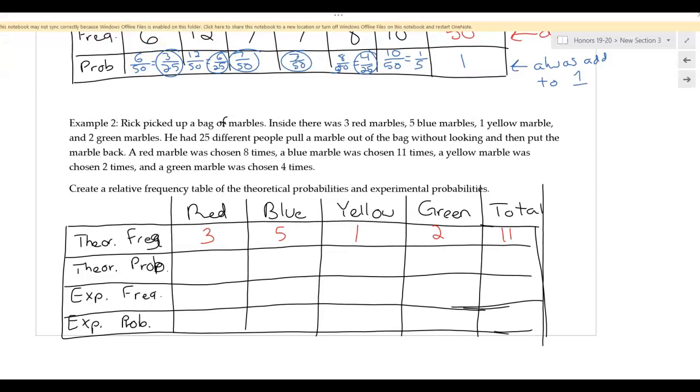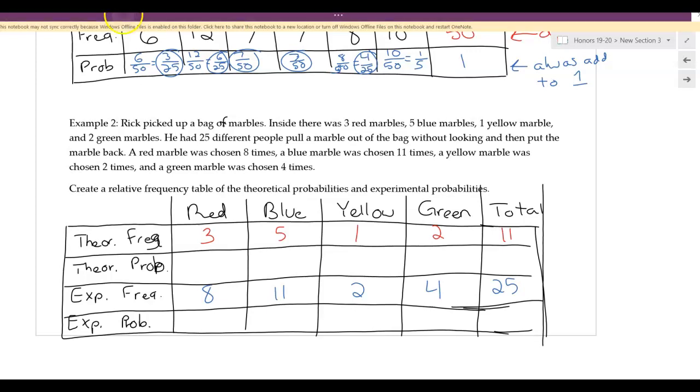Then, when I asked people to actually grab a marble, they chose the red marble 8 times. They chose the blue marble 11 times, the yellow marble twice, and the green marble 4 times. Okay. How many times was this? This was 25. So our total for our theoretical is not the same as the total for our experimental.